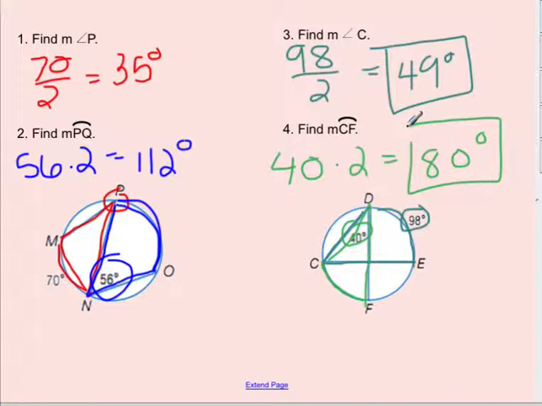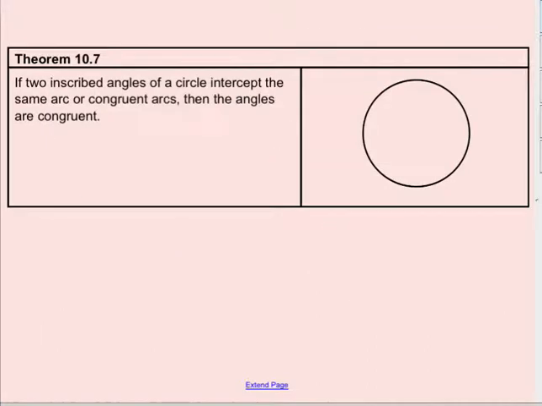Let's take a look at number 5. Before we get to number 5, we need to learn a new theorem.